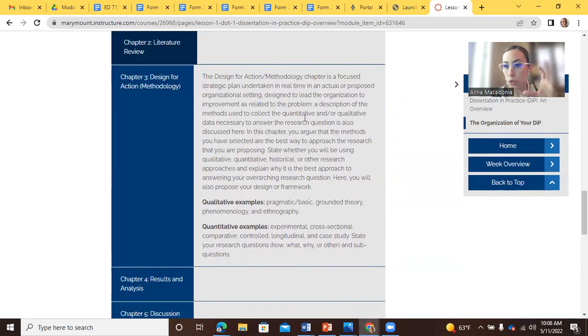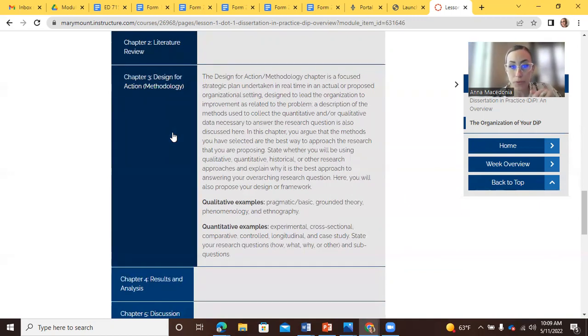Chapter 2 is so critically important because it lays the foundation for these other chapters. Think about it as a house. If your house has a weak foundation, it's going to cause potential cracks or other terrible things to happen to your house. So we want to make sure that your chapter 2 is solid.